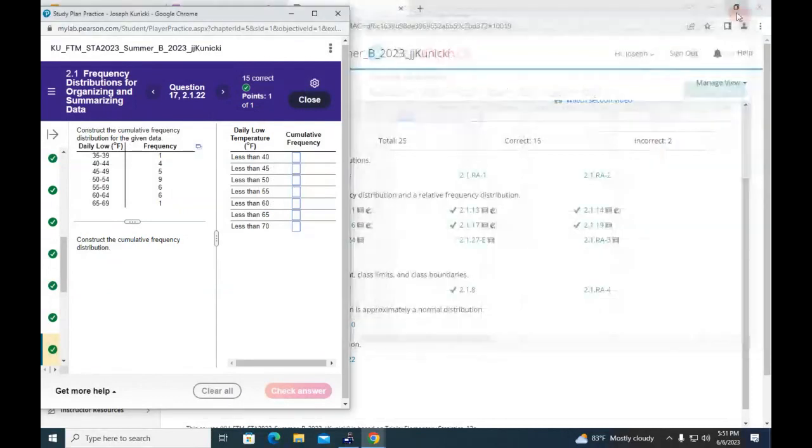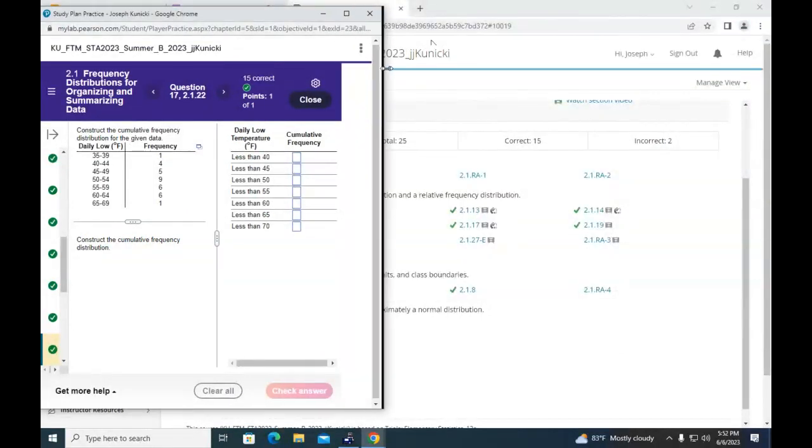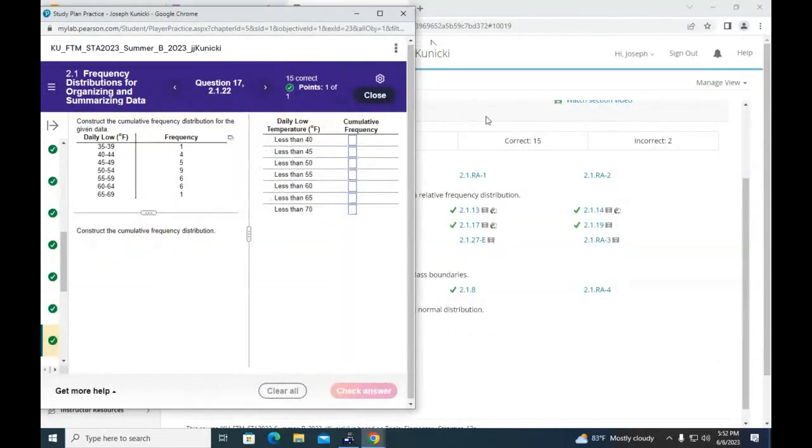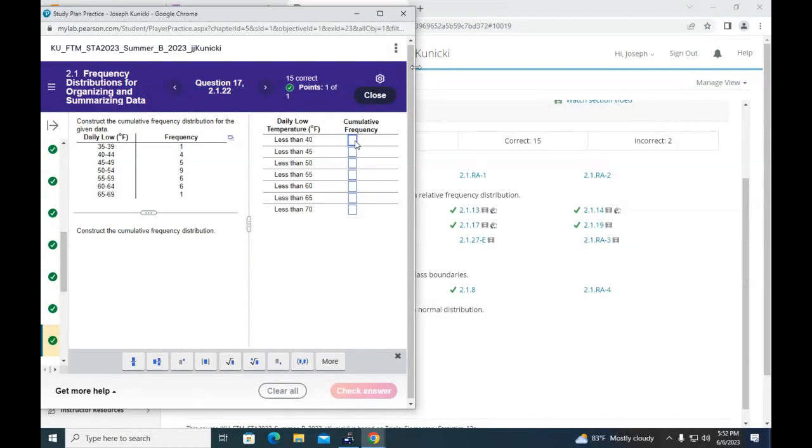Okay, the last one we want to do here is called a cumulative frequency. Just think of accumulated. So it's a running total. You see what it says, less than 40. Well, less than 40, there's one of them. 35 to 39 is less than 40. Those are the only ones less than 40, so there's one of them. You accumulate one. Now, less than 45. Well, that's all of those, 4 plus 1. So just add 4 to the 1, you get 5.